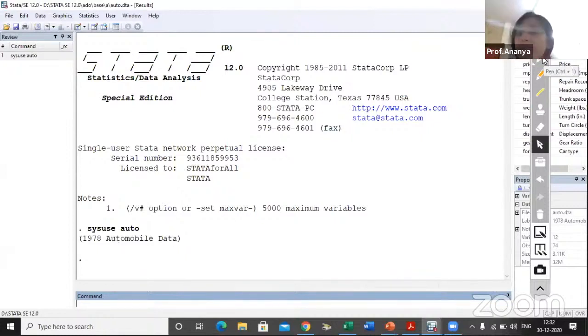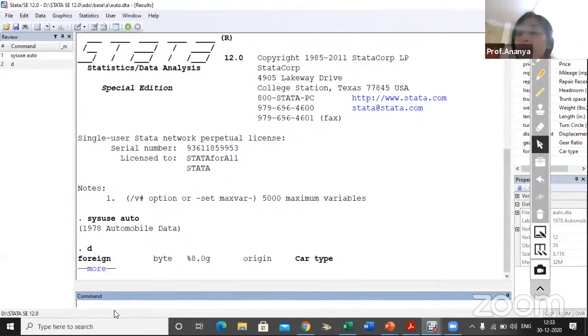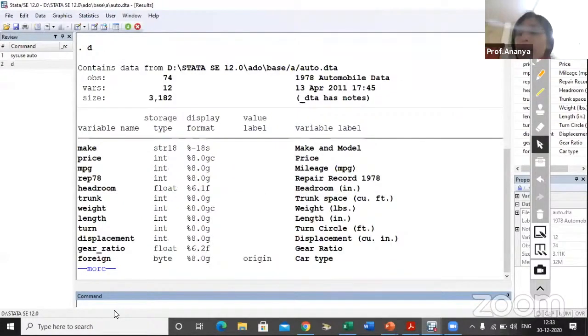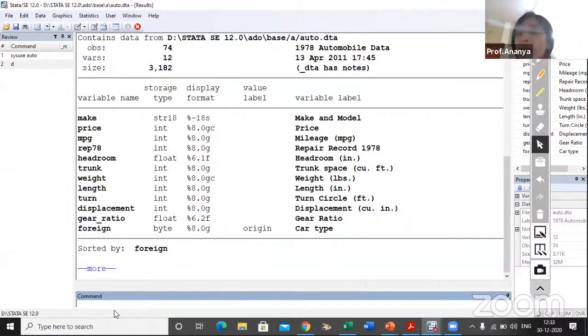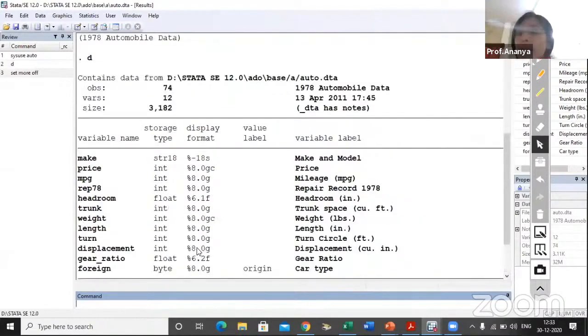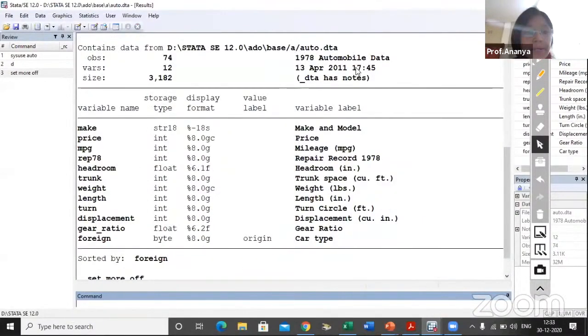Now, to see the description of the data, just type d in your command window. Once you type d, the data gets described. So what is the data that has been described over here? As you can see, you have 74 observations on 12 variables.